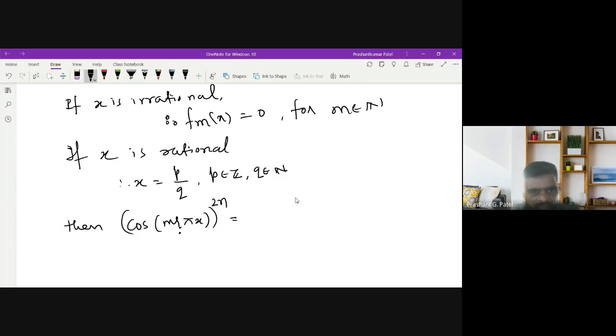Since x is of the form p by q, if m is bigger than q, then this m factorial contains q. So in that condition, q will get cancelled. If m is bigger than or equal to q, then this m factorial contains 1, 2 up to q, and then q plus 1 up to m, and into this pi x is there. So m factorial into pi x will cancel out with this q.